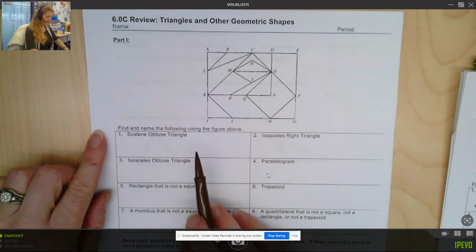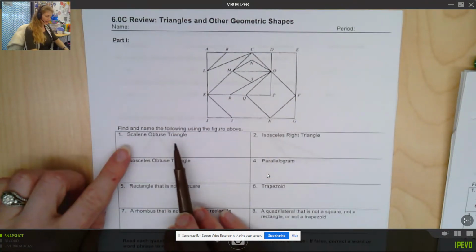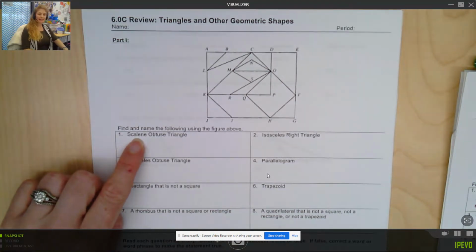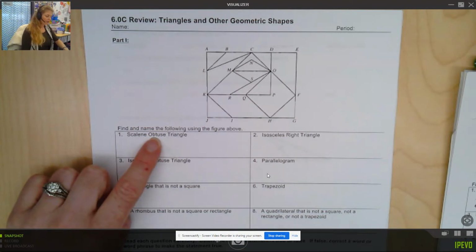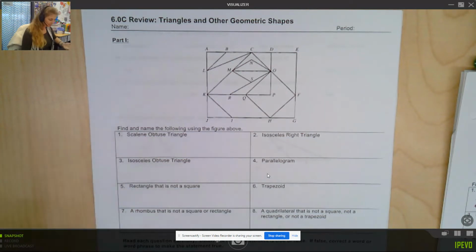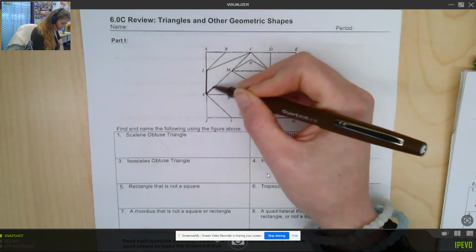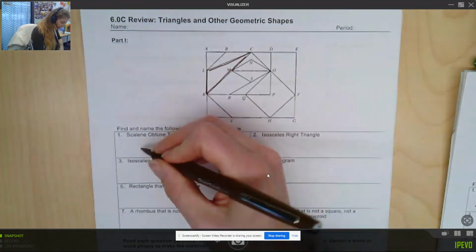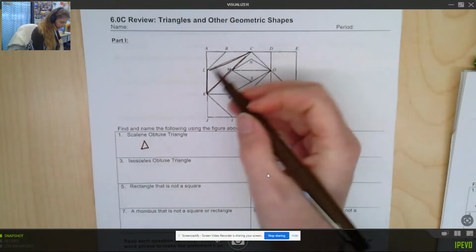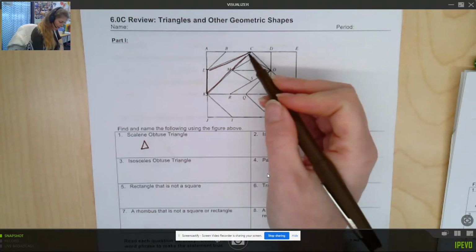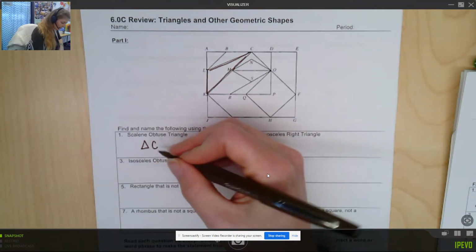And we're asked to name the following using this figure: a scalene obtuse triangle. Remember, scalene means all different sides are a different scale. So they're all different sizes. Obtuse means one angle is going to be greater than 90 degrees and less than 180. So looking here, if I wanted to find a scalene obtuse triangle, one I could look at is this triangle. We can call it LKC. We can call it CKL. I'm going to call it CKL.